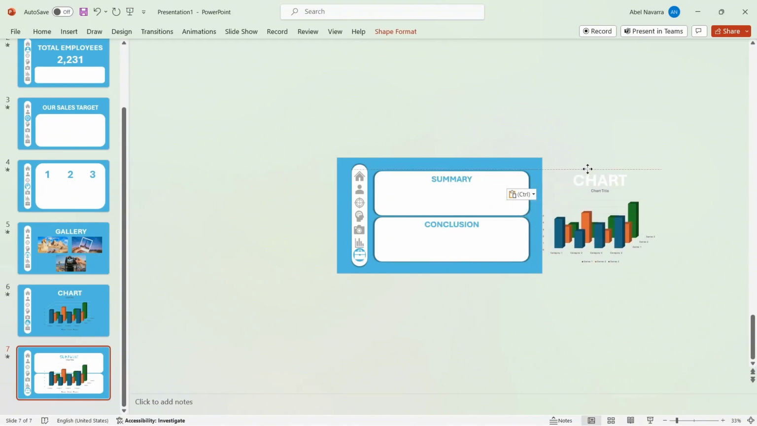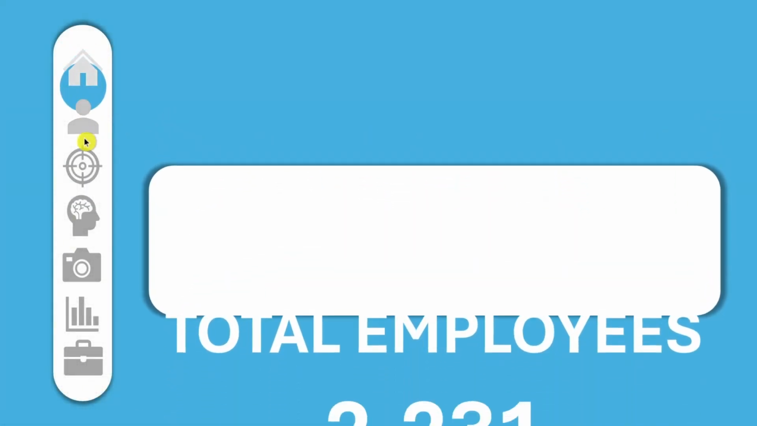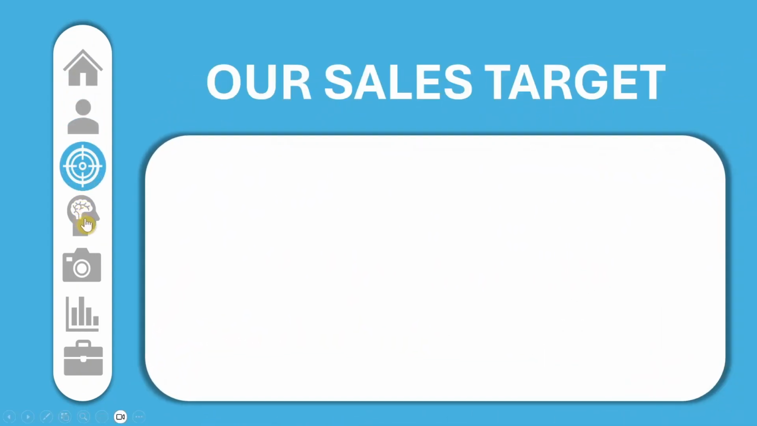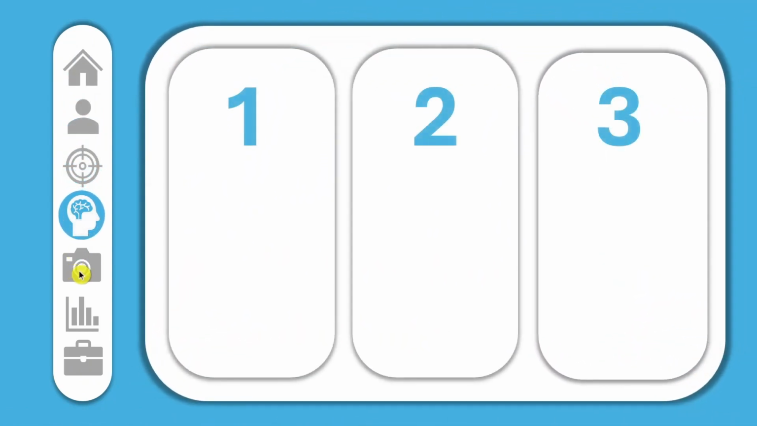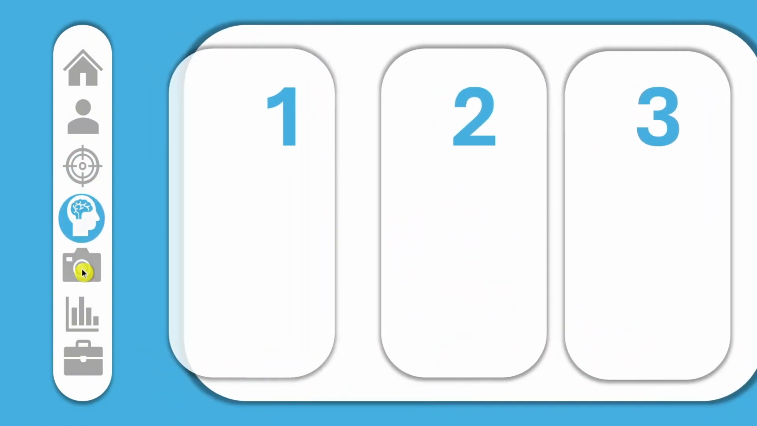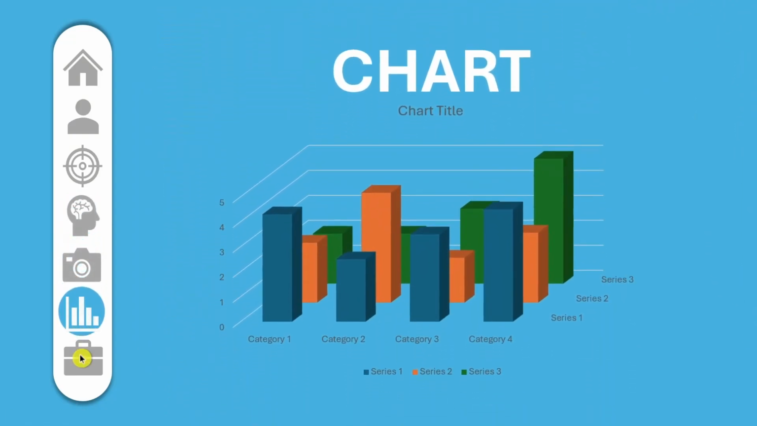So we're done. We have just created these 7 slides using the morph transition. Let's see the result. Here, as you can see, from slide number 1, slide 2, slide 3, slide 4. That's how you can simply create a clickable side panel menu on Microsoft PowerPoint.